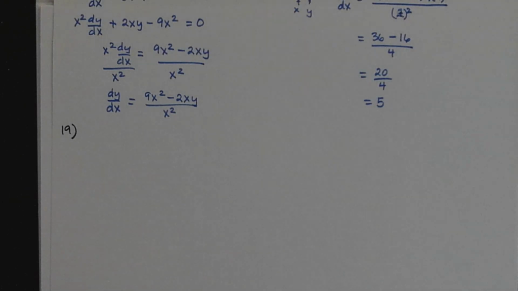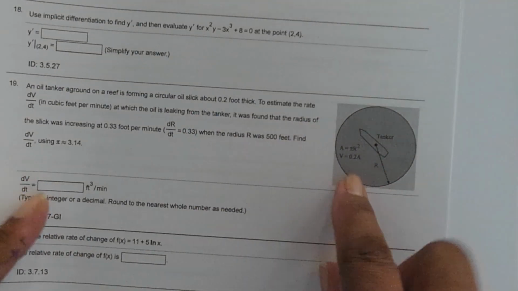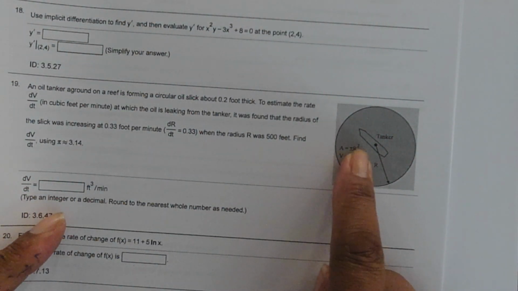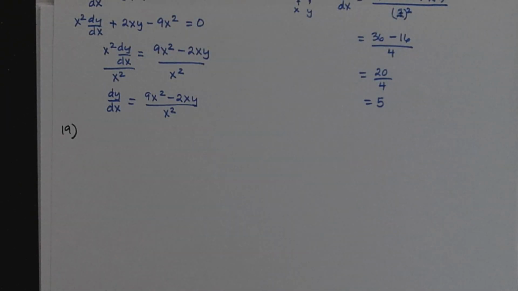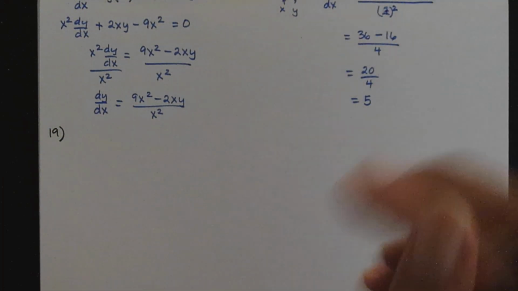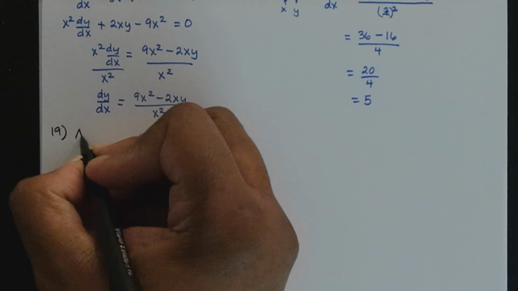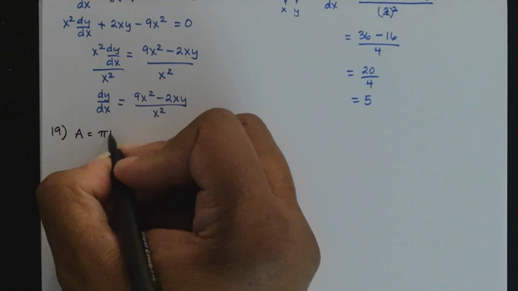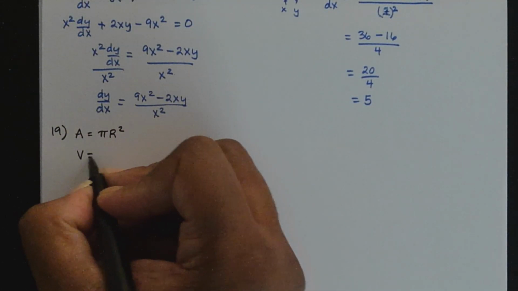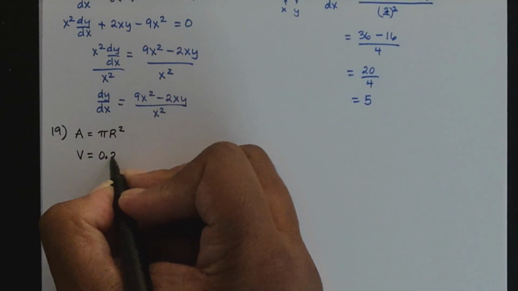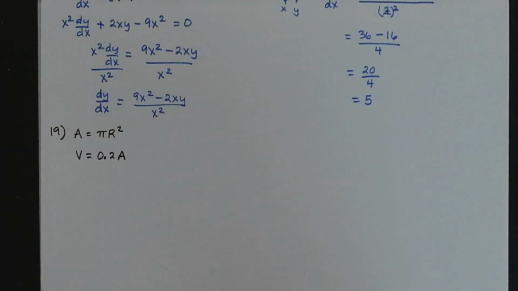And you're also given some formulas here in this picture, where A is equal to pi r squared, and V is equal to 0.2 times A, which is your area. Okay, so let me go ahead and write those down. Capital A, that's the area of the circle, pi times the radius squared. And your V is 0.2 times whatever that area is.